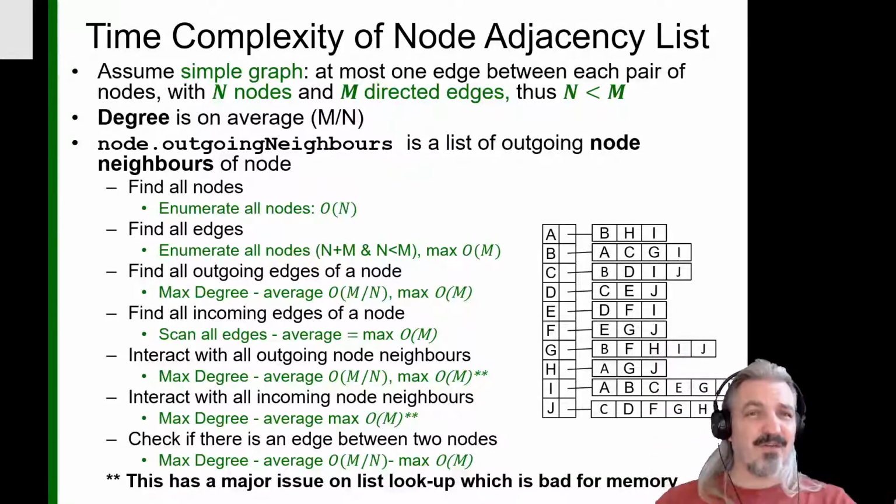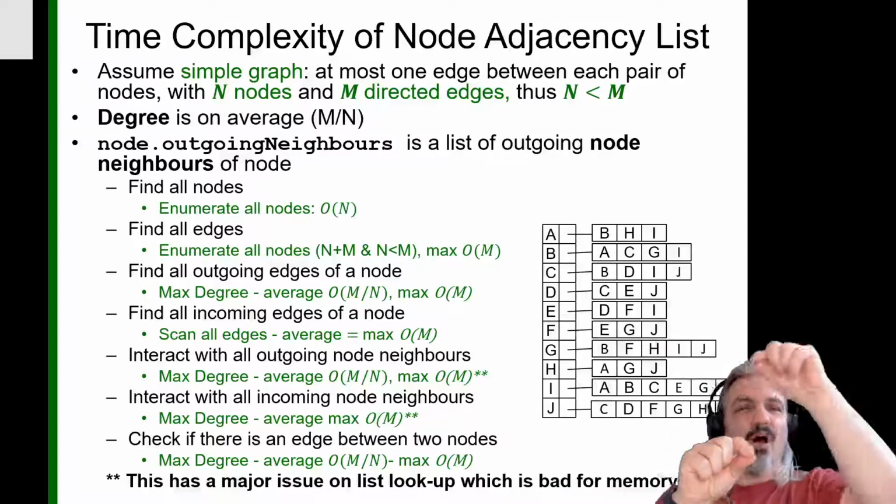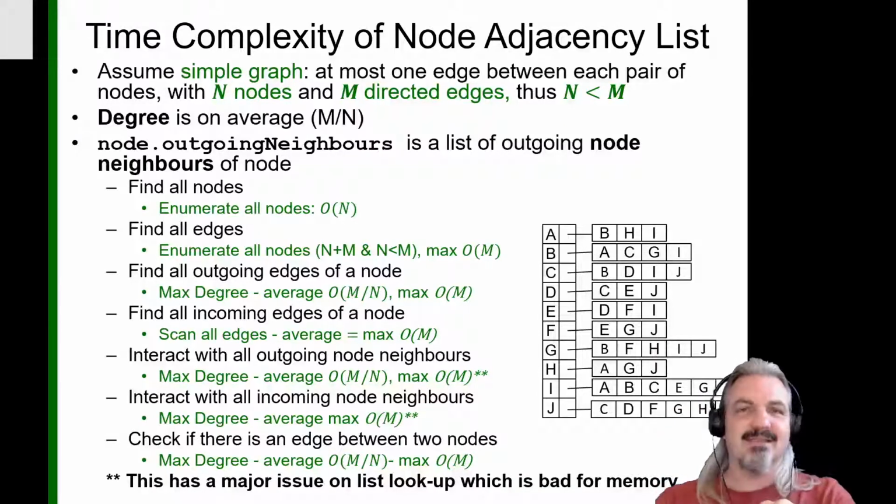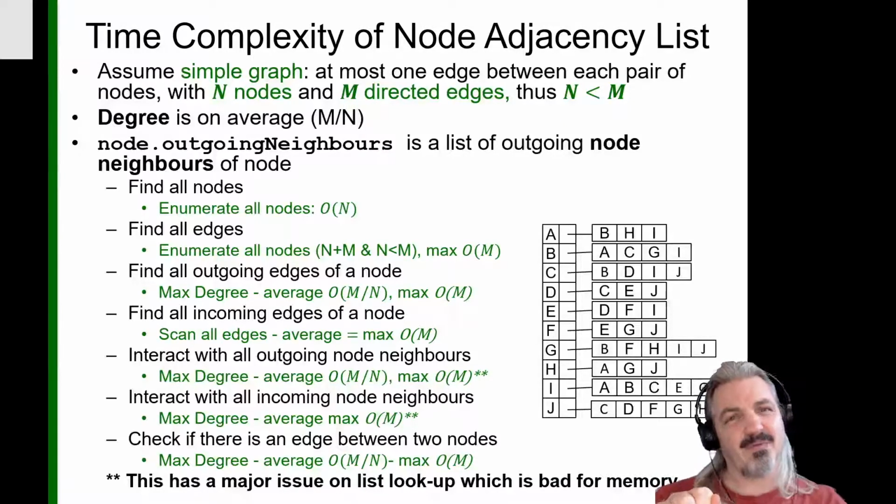And having gone through all those outgoing vectors, going, right, I'm going to sum all the times I appear in your list. So to find the ones coming in is really slow in this because you've only got the outgoing. If you want to interact with all the nodes, again, we're talking about the max degree, so m over n. So you go to a node, have a look at all the nodes that are connected to it, go and find those nodes and interact with those nodes.